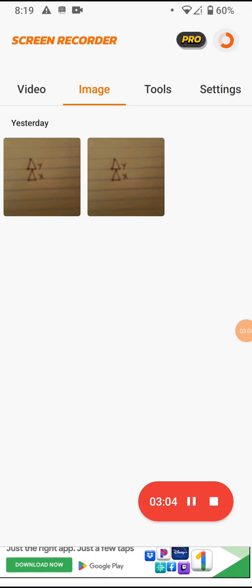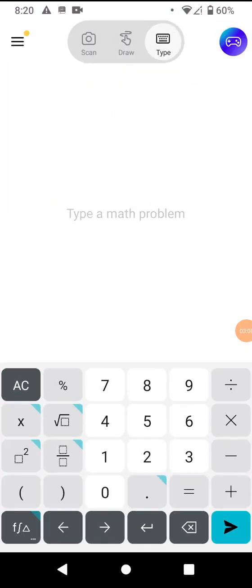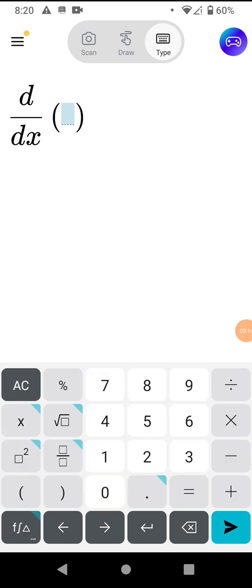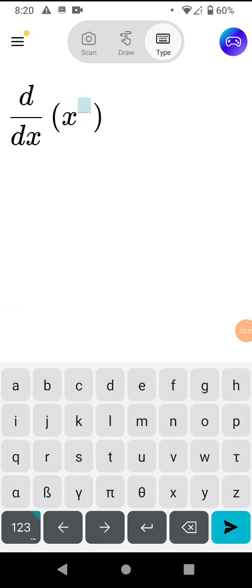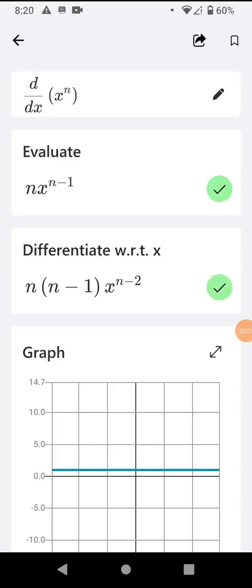Microsoft Math Solver is where I'm gonna talk about this stuff. Now, first, let's grab the derivative of x to the power of n. I hope this does. Yeah, it equals n times x to the power of n minus 1. So this is called the power rule.